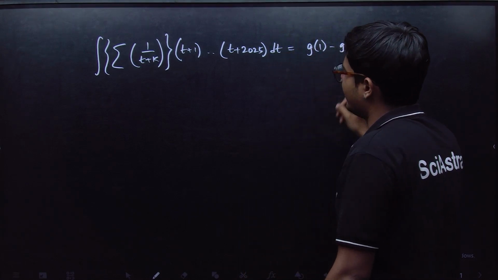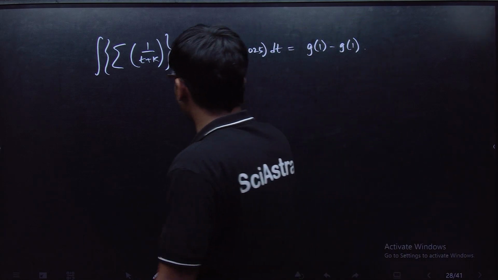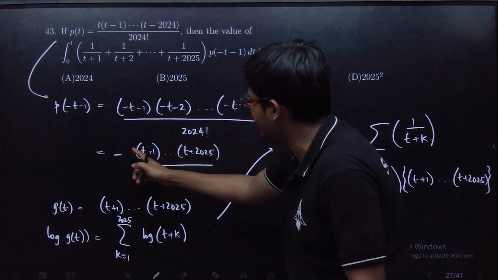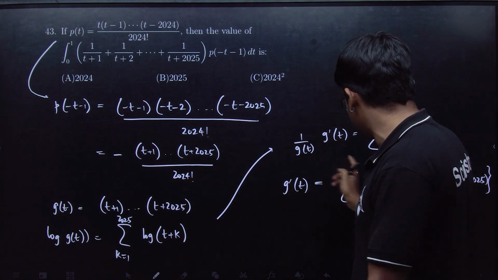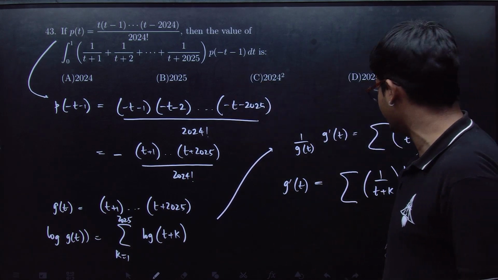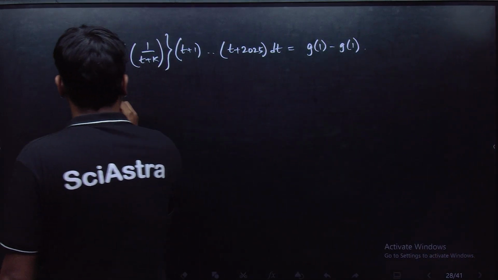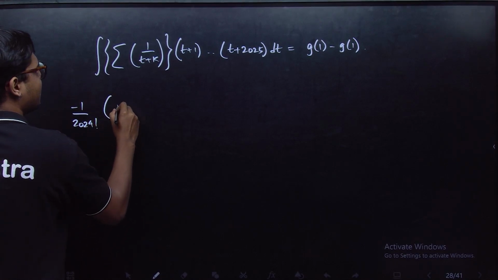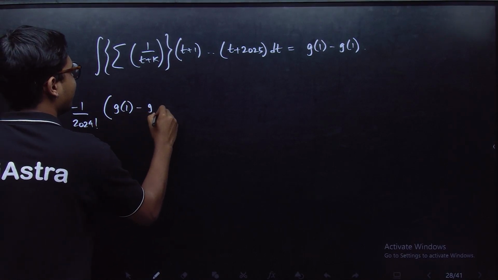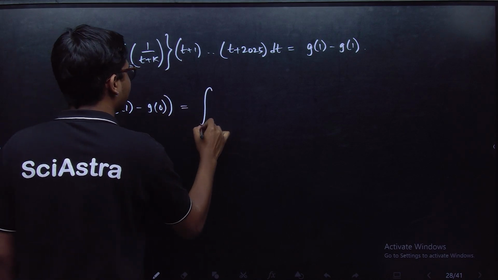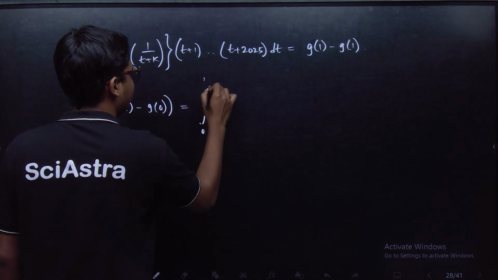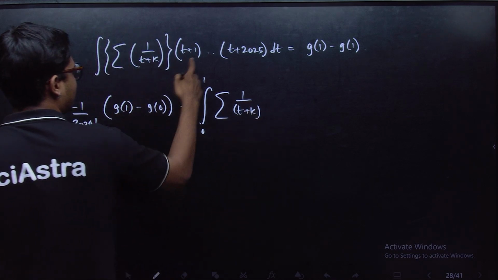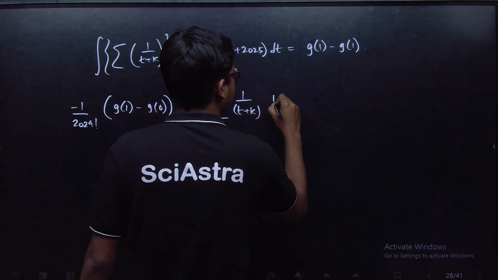Now what is the final value you're looking for? You're looking for the value of this integral times some constant. What is that constant? You want minus 1 divided by 2024 factorial. Only then will this convert into p of minus t minus 1. So multiply both sides by that. So basically minus 1 by 2024 factorial times g1 minus g0 is precisely the value of the integral you're looking for. This will become the integral from 0 to 1 of summation of 1 by t plus k times, once you multiply these constants with g t, you'll get p of minus t minus 1.